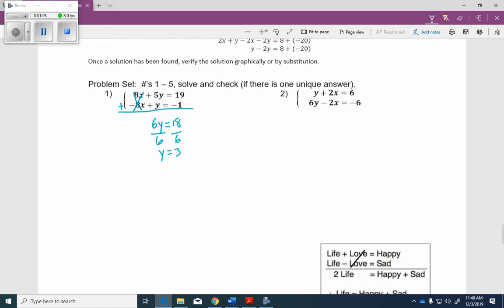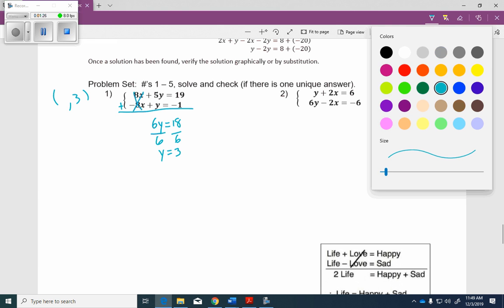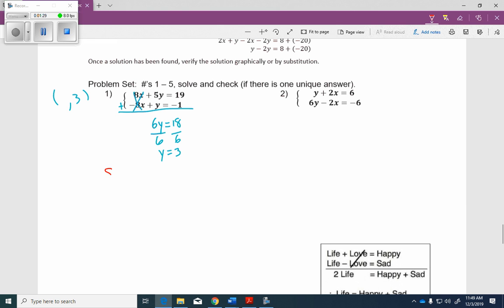Remember that the solution to a system is the point that they have in common. And a point has an x and a y coordinate. So right now, all I know is the y. Remember, in order to find the x, we just take this number and substitute it into either one of the equations. It really doesn't matter which one you choose, so I will just choose the top equation. So 8x plus 5 times 3, because I'm replacing my y with the 3, equals 19. And this should help me find the value of x.